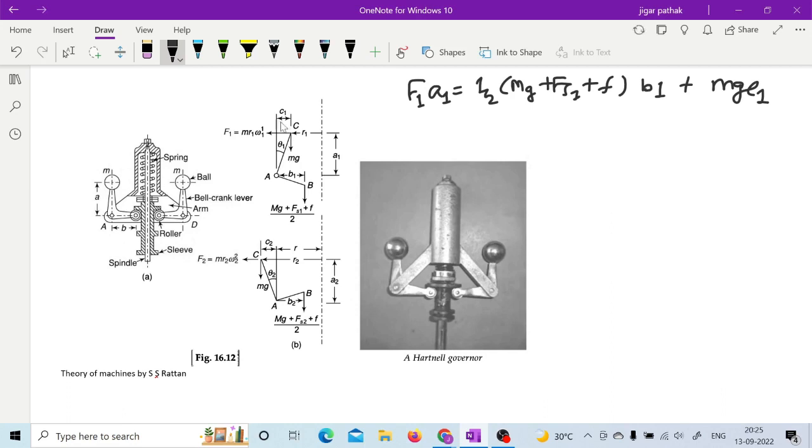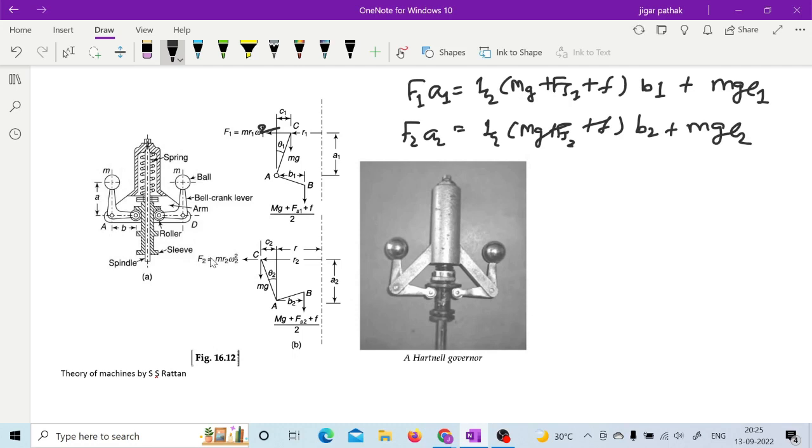This mg into c1, this mr omega square into a1, right? This f1 a1 is nothing but that mr omega square only. As you can see, f1 is there and f2 is there. Here actually mr1 omega1 square, 1 is written, but mr omega square is there. Similarly for f2 a2 also you can write that 1/2 is mg plus fs2, this f, this b2 plus mg c2.